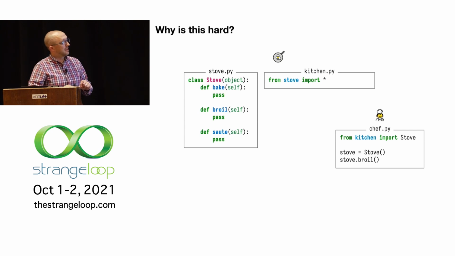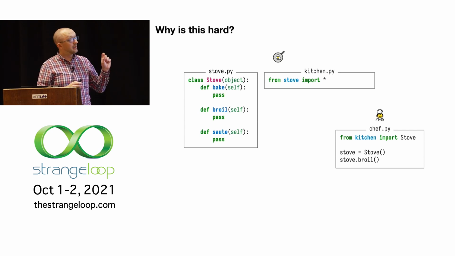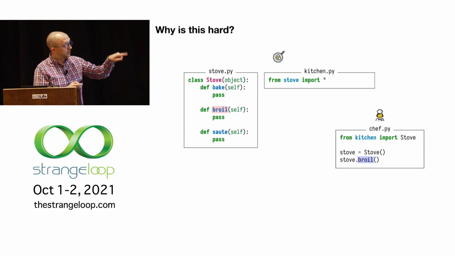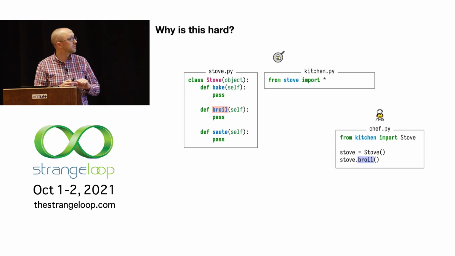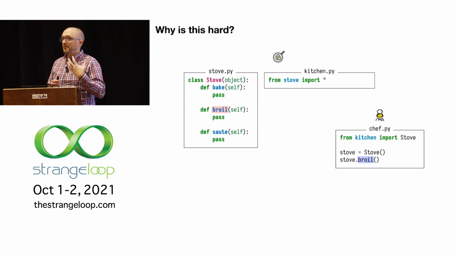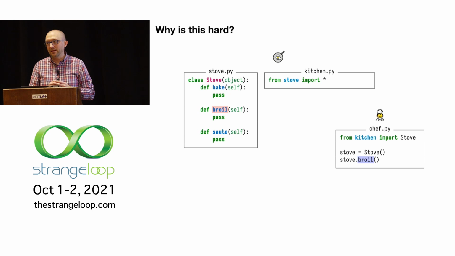Okay, one last complex example. Here we're adding classes, Python classes. The reason for that is that we want to show that we still want to click on broil, we still want it to resolve up here into the stove.py on the left, but now it's not a function at the top file level scope. It's actually an instance method inside of a class defined inside that file.